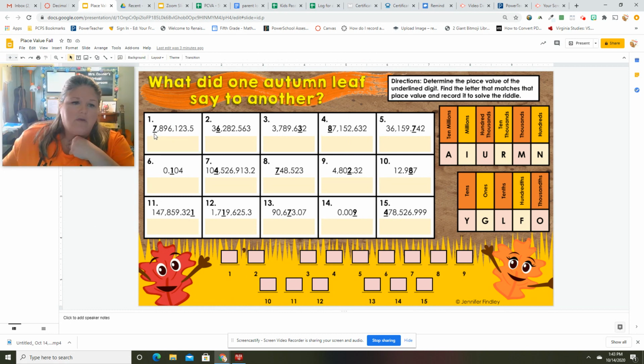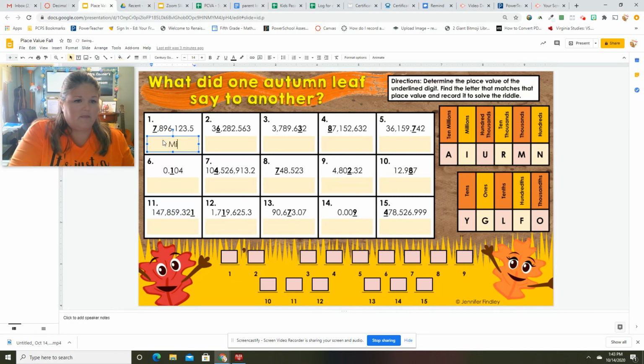All right, so I've got my first number right here, 7,896,123 and 5/10. Let's say that again, 7,896,123 and 5/10. So what place value is that 7 digit right there? I've got my hundreds right here, my thousands right here. So this would be million. So you're going to type in million, okay? And then you're done with that one.